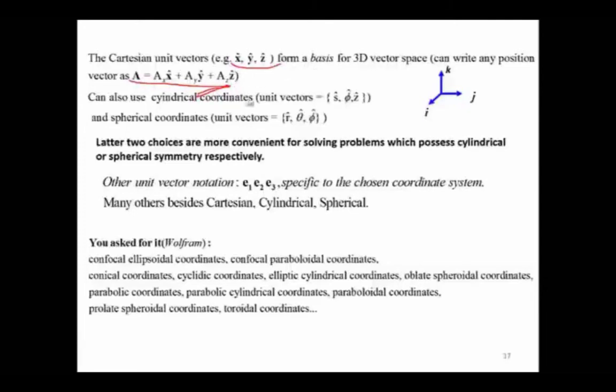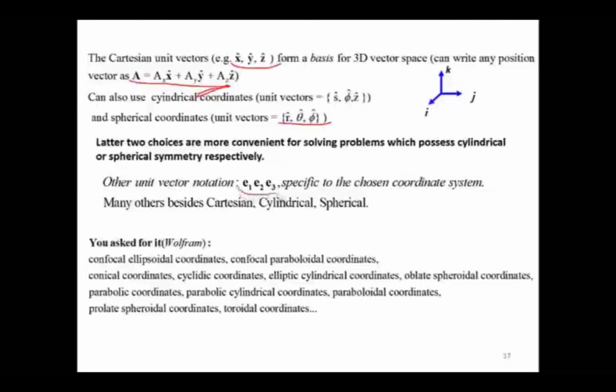You can also use cylindrical coordinates that have different unit vectors, s hat, phi hat, z hat. You can use spherical coordinates that have two angles, theta hat, phi hat, and the unit vector r hat. We generally use these two when you have symmetry that corresponds to those two systems. If you have a cylindrical symmetry, you use cylindrical coordinates, and if you have spherical symmetry, you use this one.